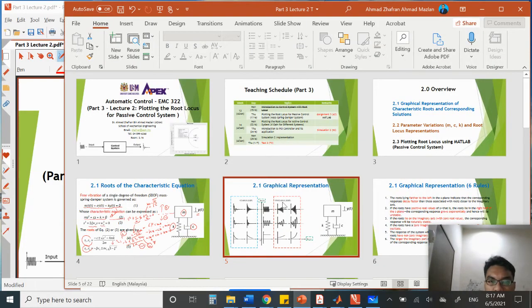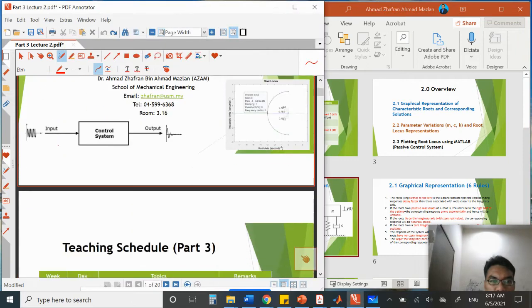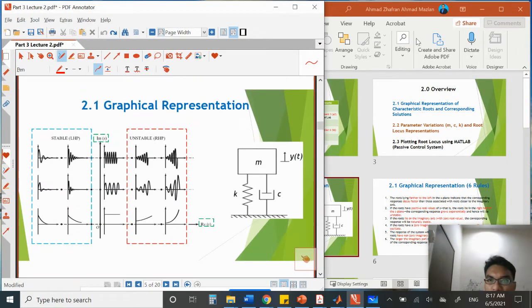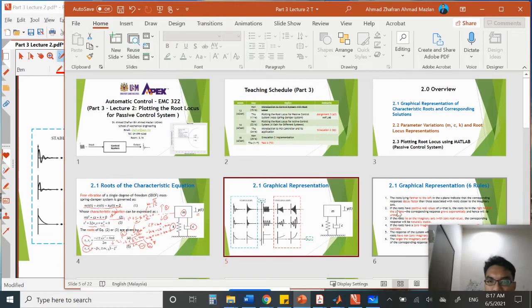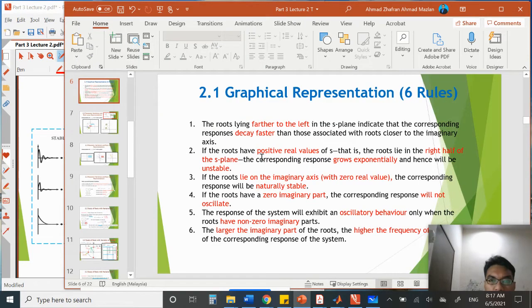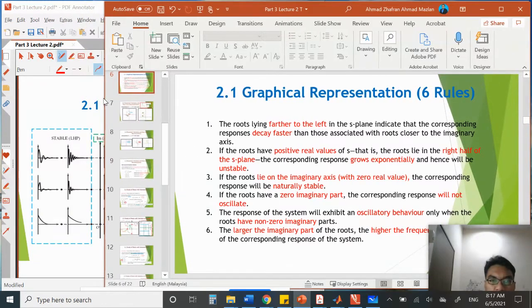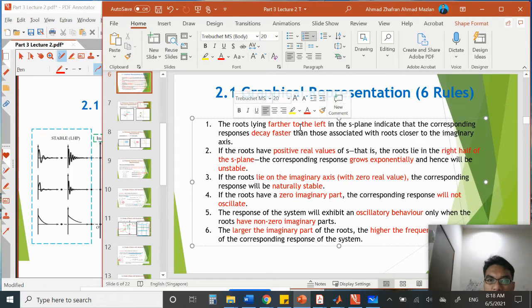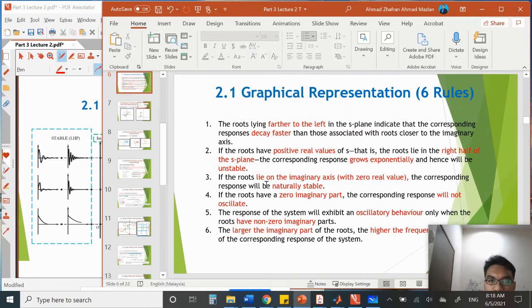Okay, on this one, we can see here one by one. We open these two so that we can go on to these six rules. The first rule is that the roots lying further to the left in the S-plane indicate that the corresponding response decays faster than those associated with the roots closer to the imaginary axis.